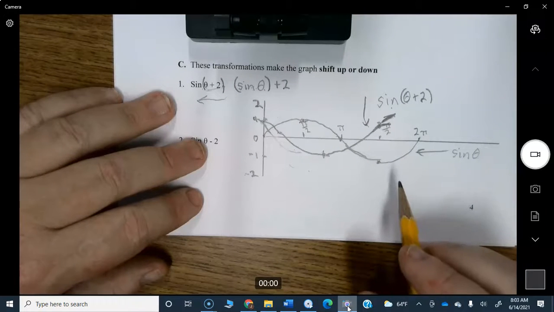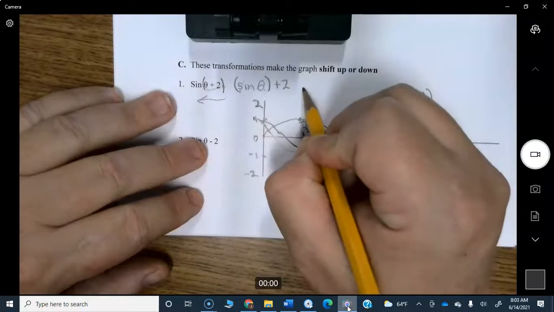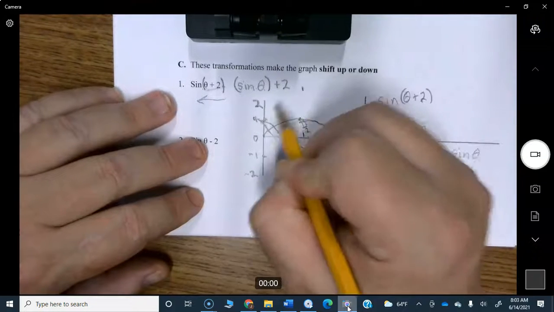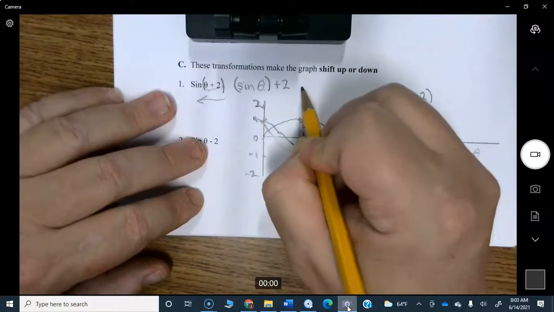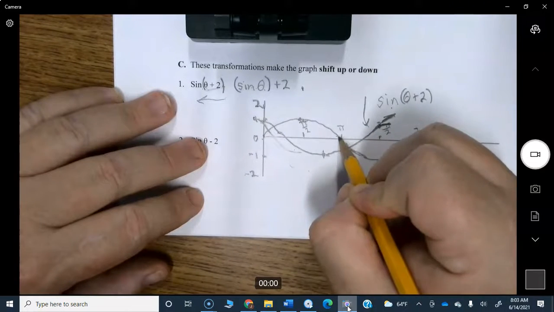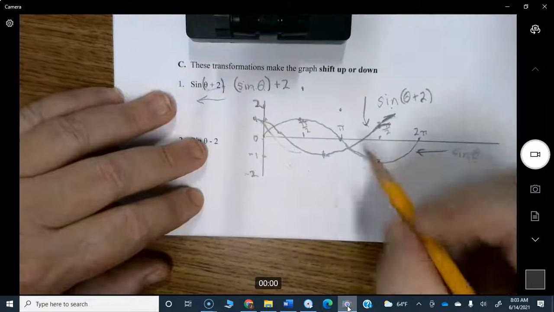And finally, the sine of theta plus 2 is easy. This is 1, so you have to come up to 3 up here. And you're going to start at 2. 0 plus 2 is 2. 1 plus 2 is 3. 0 plus 2 is back to 2 again. It just shifts the entire way. It's like it puts it up on a platform.